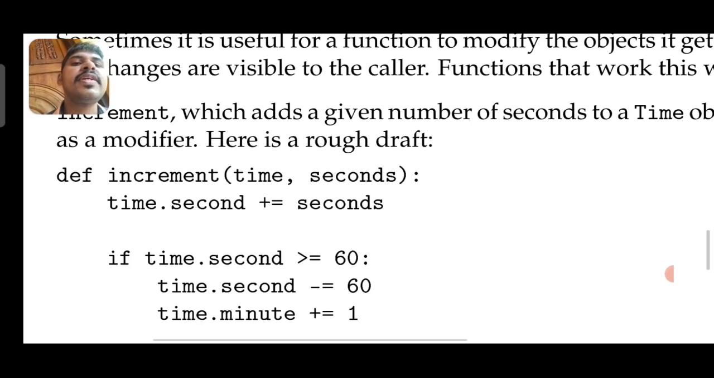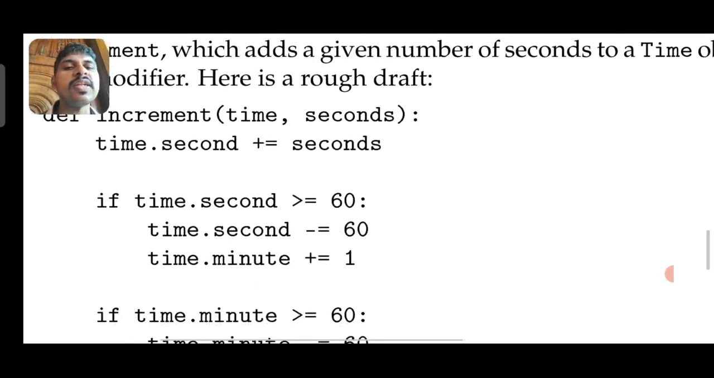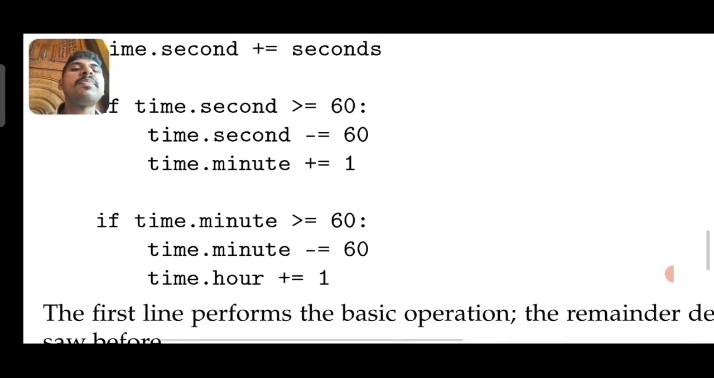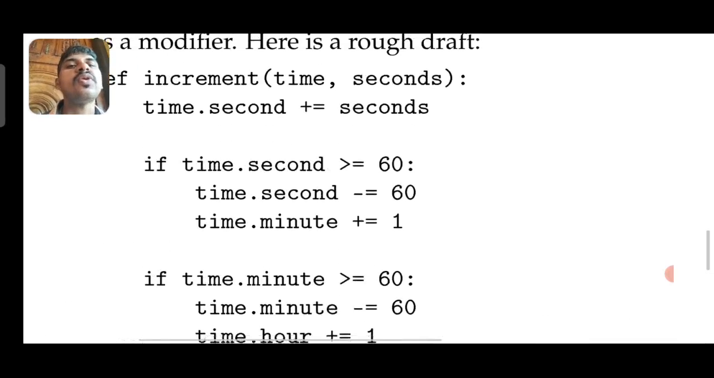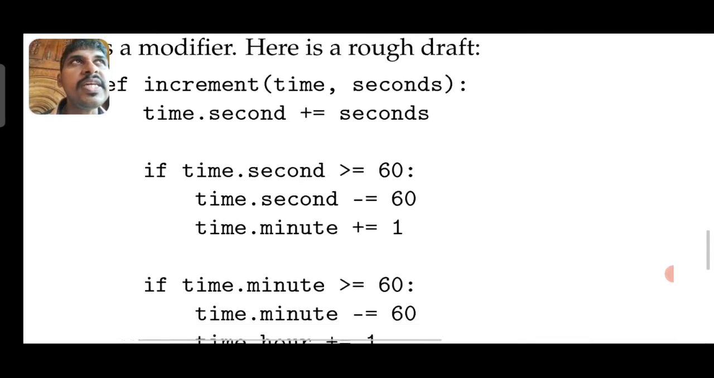If time.second is greater than or equal to 60, obviously it should be reset, right? time.second equals time.second minus 60, that is, reset the value and update the minute by 1: time.minute equals time.minute plus 1. The same is applicable for the hour as well. This can be done with the help of the increment function. That's it, the same operation we have done earlier.